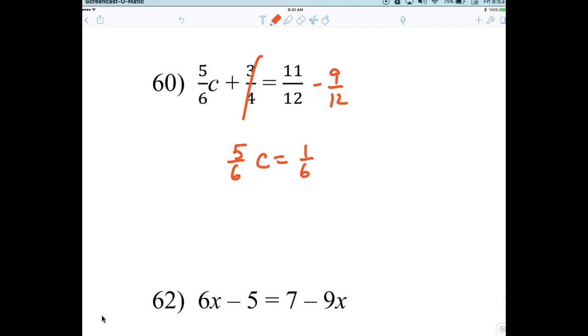Now again, you're reviewing your fractions right now. To solve an equation with a fraction as the coefficient, we multiply by the reciprocal, so everybody's going to put 6 over 5 times 6 over 5. What happens to the 6's? So C is equal to 1/5. Everybody happy?